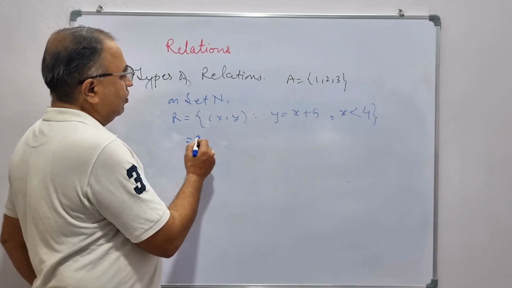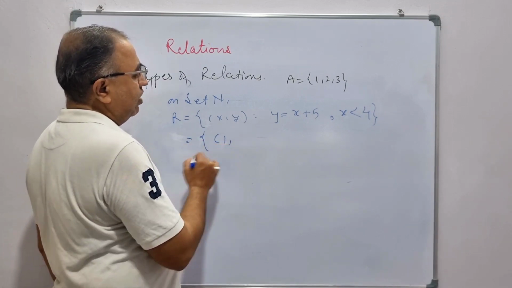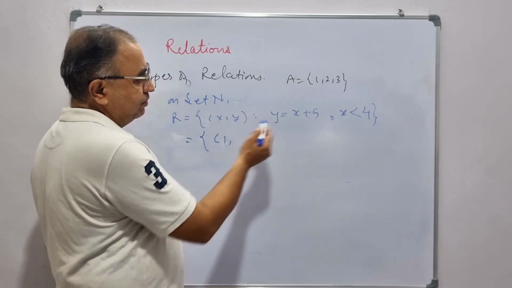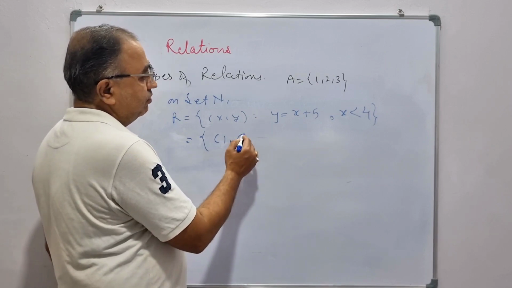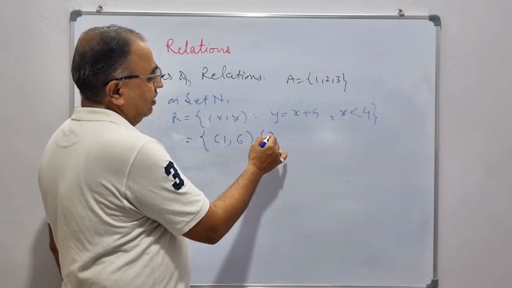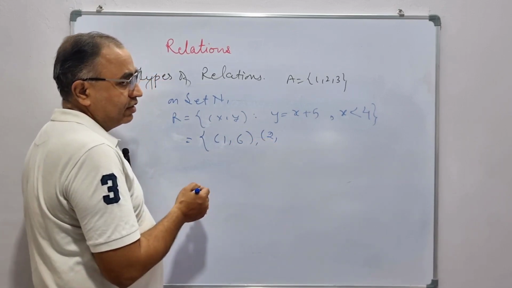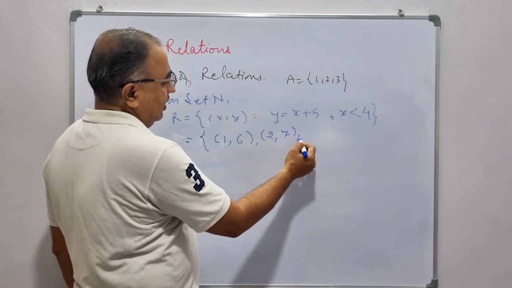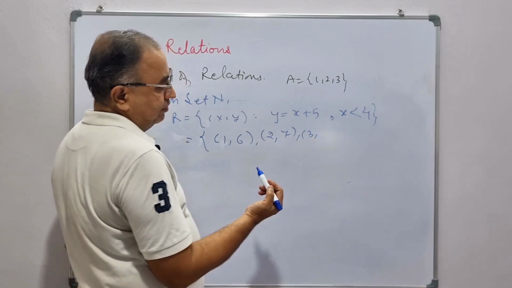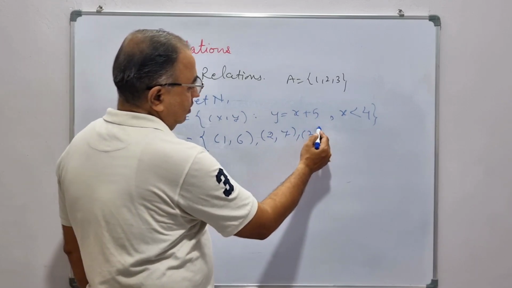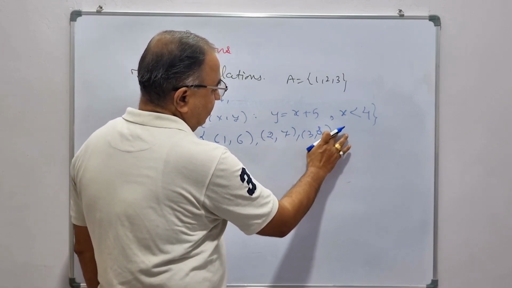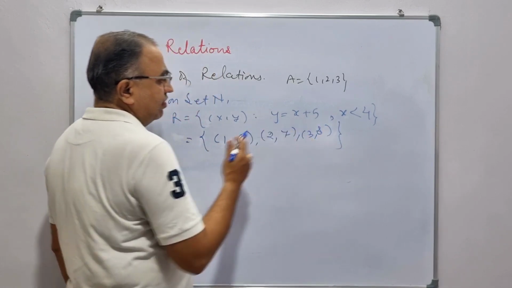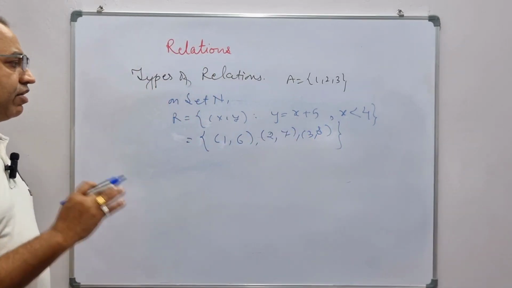That means natural numbers start from 1. So if you take x = 1, what will be y? y will be 6. If you take x = 2, y will be 2 plus 5, 7. When you take x = 3, y will be 8. And since x is less than 4, only 1, 2, 3, three numbers are possible. So only these 3 ordered pairs are there.